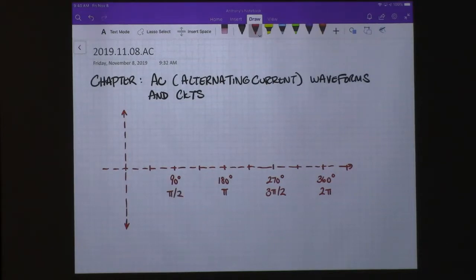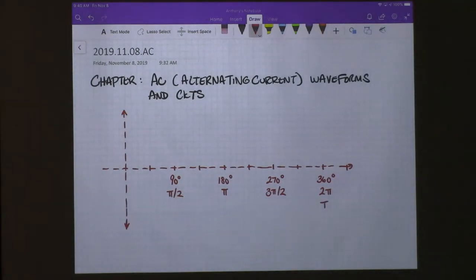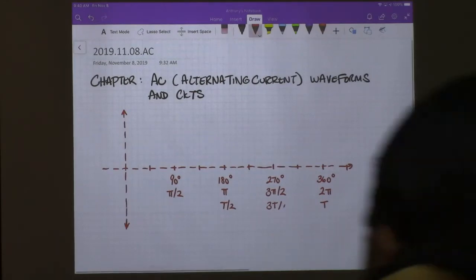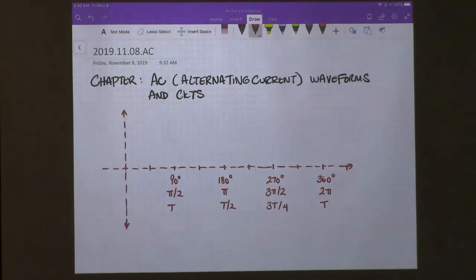And then we can also do it in terms of time, where the final point we'll call T, which is the period of the waveform. You have T divided by 2. You have 3T, sorry, divided by 4. That's where I made the mistake. Okay, and then this would be T divided by 4.